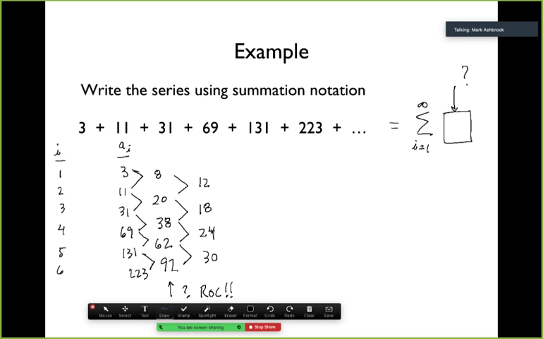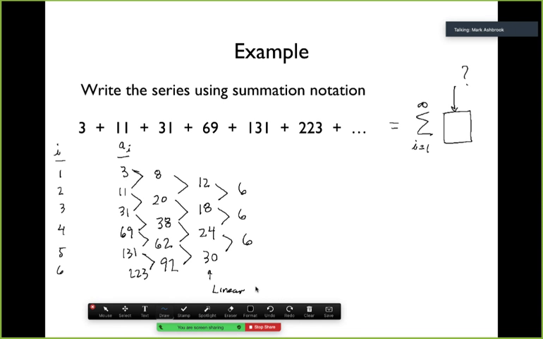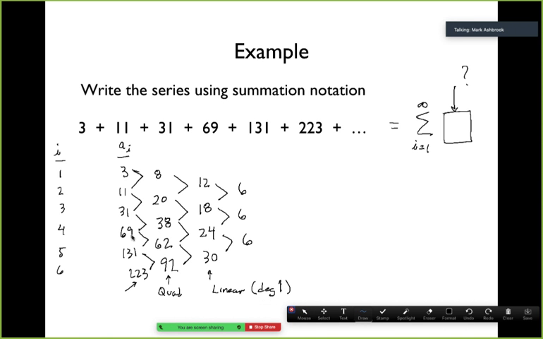And what do you notice about the rate of change of the rate of change? It goes up by 6 every time. So this is like what kind of function? A linear function, like a degree 1. And since this was the rate of change of this one, what kind of function might this be? Quadratic, degree 2. And therefore our original sequence? Cubic.